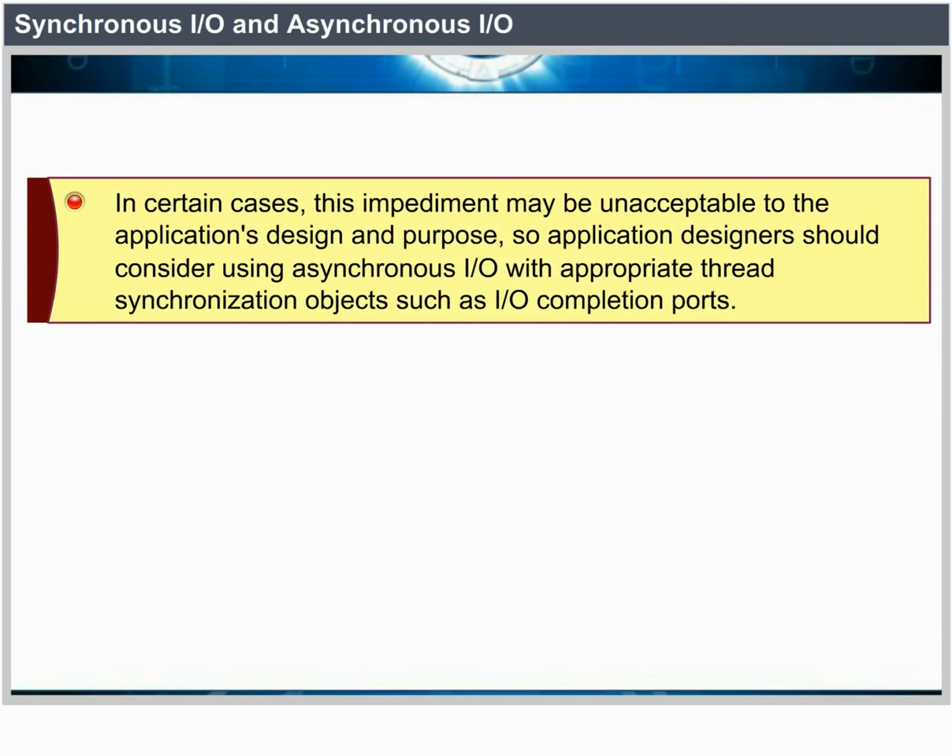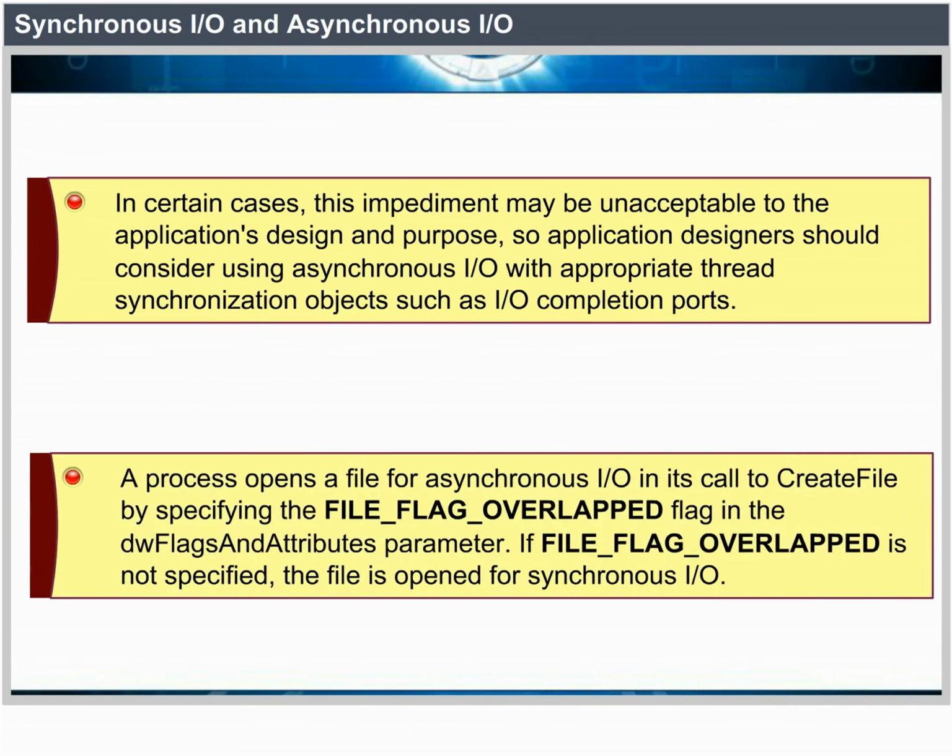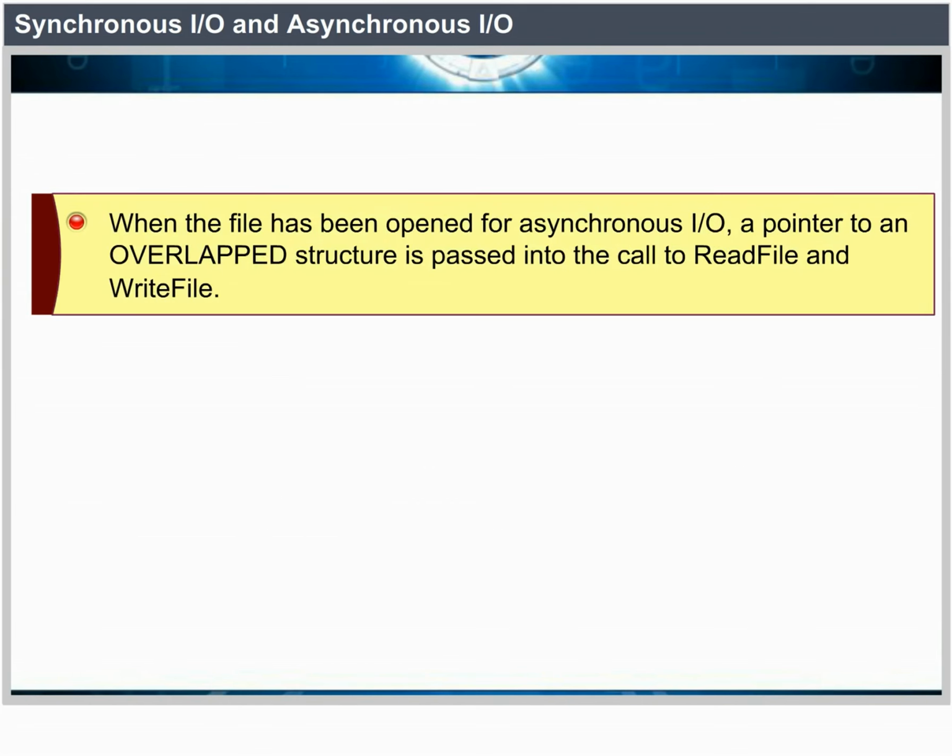A process opens a file for asynchronous input-output in its call to create file by specifying the file_flag_overlapped flag in the flags and attributes parameter. If file_flag_overlapped is not specified, the file is opened for synchronous input-output. When the file has been opened for asynchronous input-output, a pointer to an overlapped structure is passed into the call to read file and write file. When performing synchronous input-output, this structure is not required in calls to read file and write file.